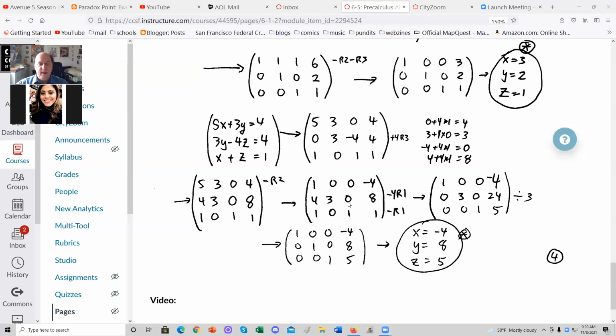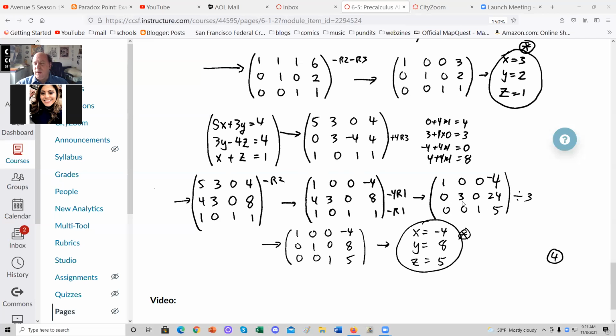Okay. Here, I do a slightly fancy trick. I subtract row 2 from row 1. That'll eliminate this and this. So you get first row, 5 minus 4 is a 1, 3 minus 3 is a 0, 0 minus 0 is a 0, 4 minus 8 is negative 4. So already we get x equals negative 4. Use this one here to cancel these ones. I get this matrix here.